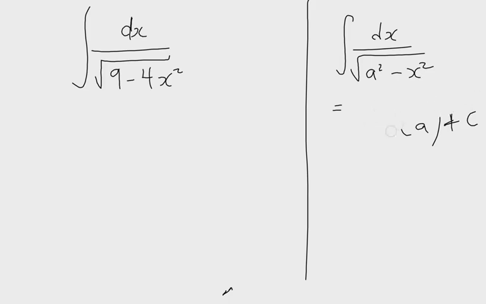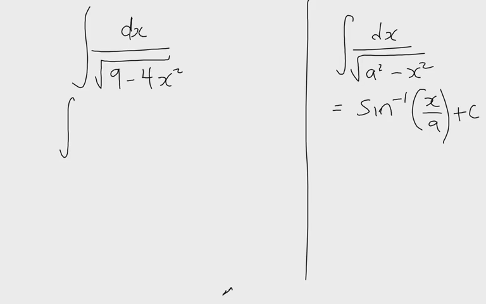So let me write this again. This is going to give us arc sine x over a plus 6, to compare with the standard form. Now, when we want to write it like this, it can be written as 3 squared minus 2x all squared.